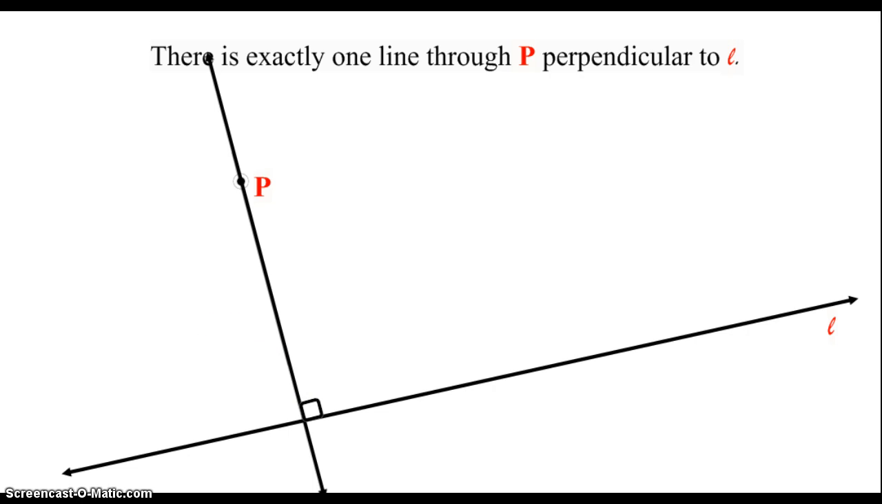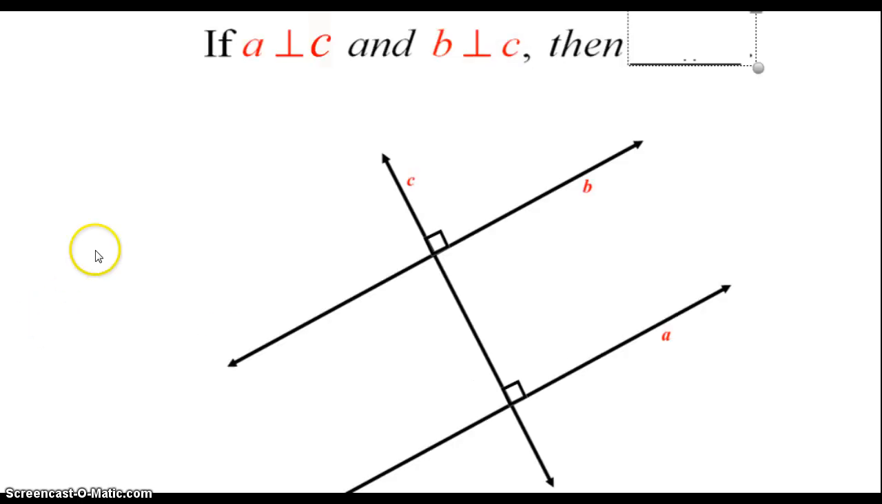The last two slides talk about this. If A is perpendicular to C and B is perpendicular to C, then what do you think that tells you about A and B? Yep, that they are parallel. So as long as these are perpendicular to the same line, then they must be parallel to each other.